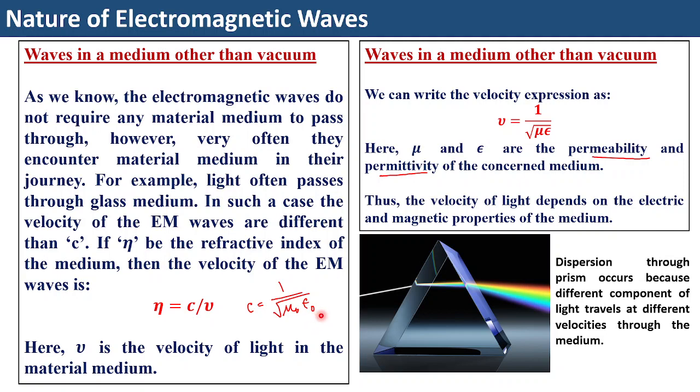Now let's talk about a prism, and we have all seen this particular phenomenon, which is called dispersion. Whenever white light passes through a prism, it gets dispersed into different colors, several colors. For example, if it is white light, it will be dispersed into 7 colors. So in that case, what do you see? The dispersion through a prism occurs because different components of light travel at different velocities through the medium.